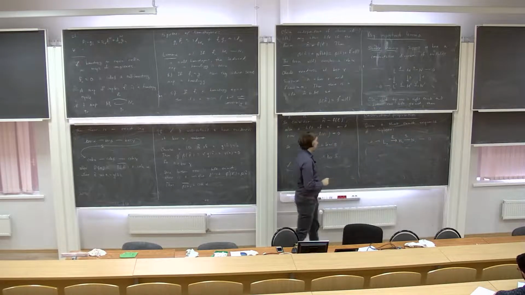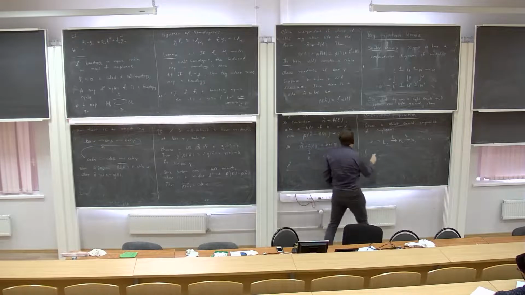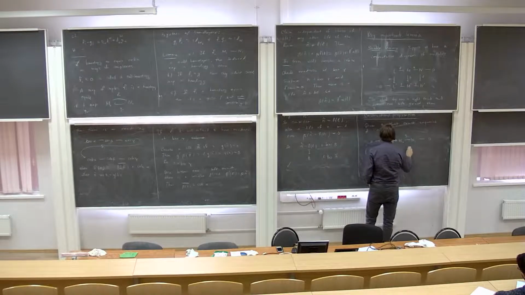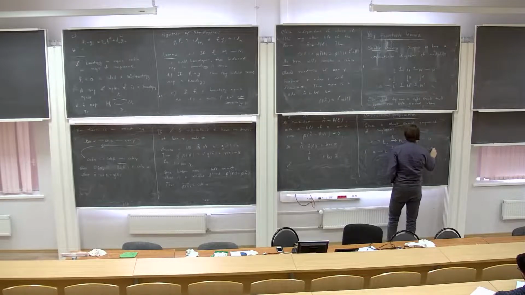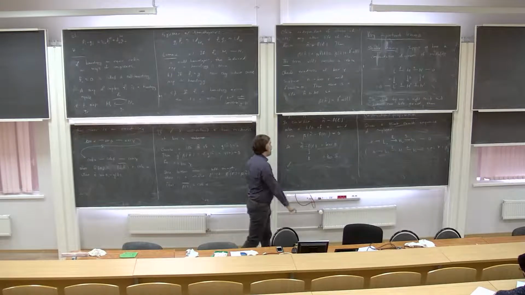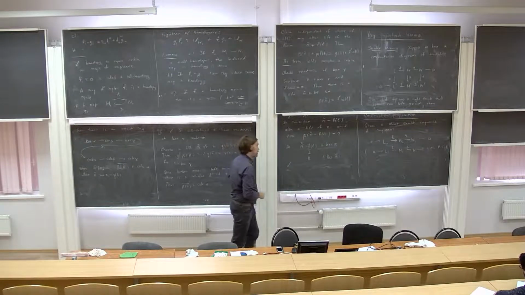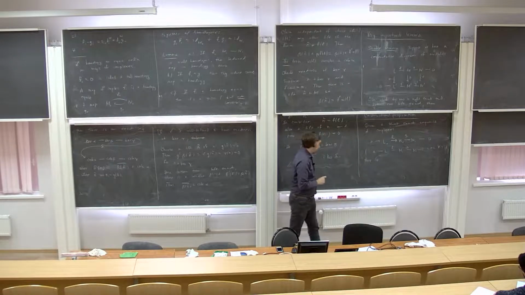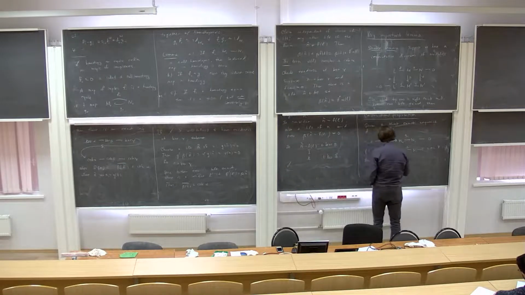So short exact will mean that the induced sequence in each degree is short exact. This is short exact for all i. So given a short exact sequence of complexes like this, there is a long exact sequence in homology.